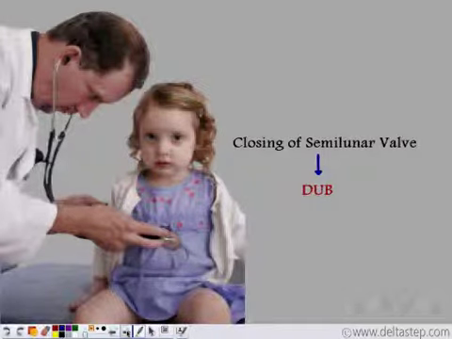So, when a doctor places a stethoscope on your chest, this is what he is trying to hear. He is trying to hear the lub-dub sound of your heart. And by this sound, he is able to figure out whether your heart is pumping blood efficiently.